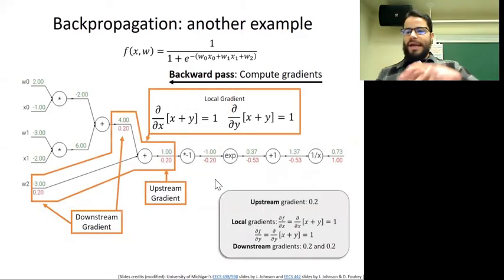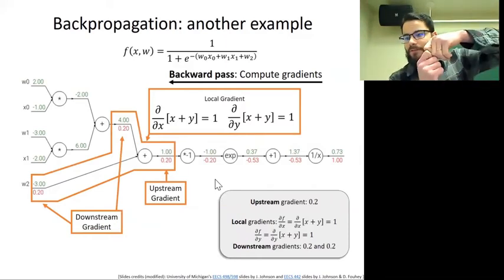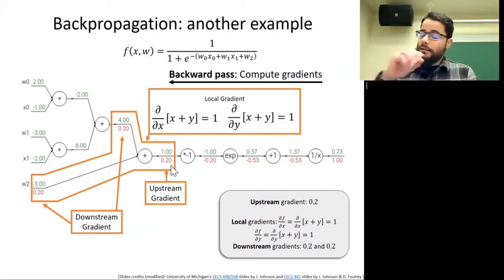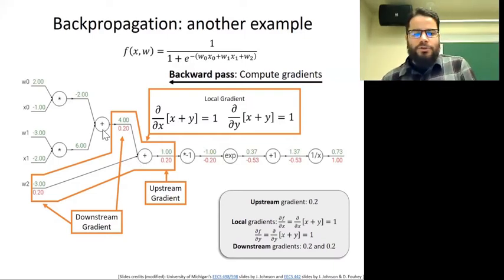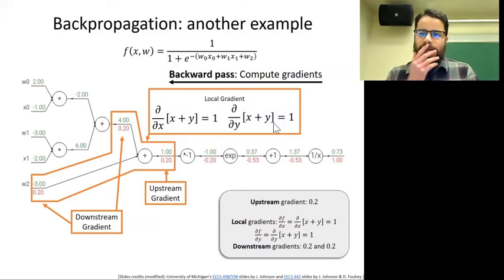Very good. Finally, we got to a node where we have two inputs. So as you know, when we have two inputs, we are going to have two downstream gradients. The upstream gradient for both of them is going to be the same, so 0.2. What is the local gradient? We have two local gradients now, right? So we have these two inputs, say x and y. The derivative of them with respect to x is just going to be 1. And with respect to y is also just going to be 1.